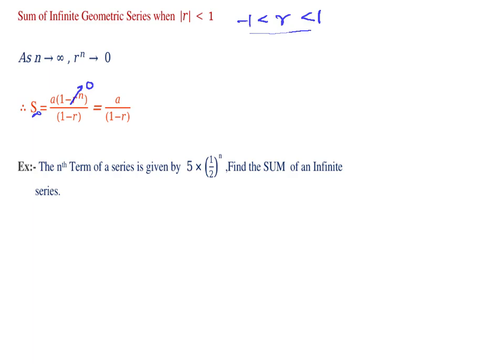Now let us see one question. The nth term of a series is given by 5 into (1 by 2) to the power n. We have to find the sum of the infinite series. That means you have to find S infinity, and we will apply the formula a upon 1 minus r.